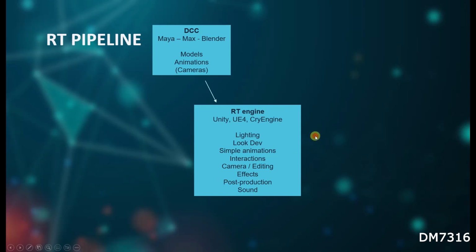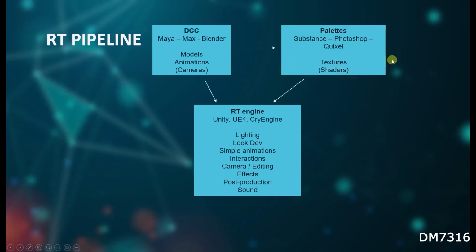In parallel we also work with paint software. We don't paint the objects in Unity. Like for DCC software, we need tools like Substance, Photoshop, Quixel. There are also plugins; for example, in Unity there is a plugin to use Substance and readjust your Substance in Unity.